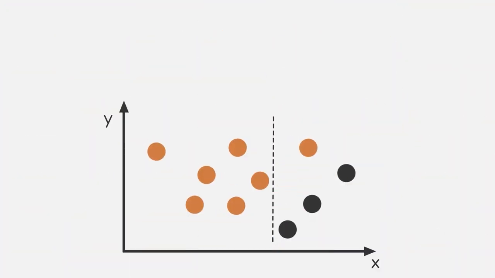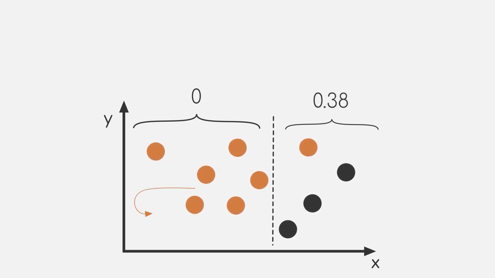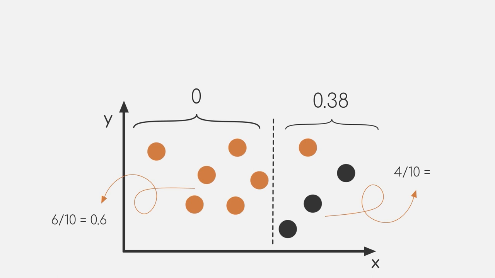Now, let's once again consider the split from before. Similar to before, we compute the Gini impurity for both sides. The left side, once again, is perfectly split as it only contains colored data points. Thus, our Gini impurity is 0. For the right side, we get 0.38. And now, we calculate the weighted sum again, where the left side is weighted with 60% and the right split with 40%, according to the number of data points. This then gives us a result of 0.15.